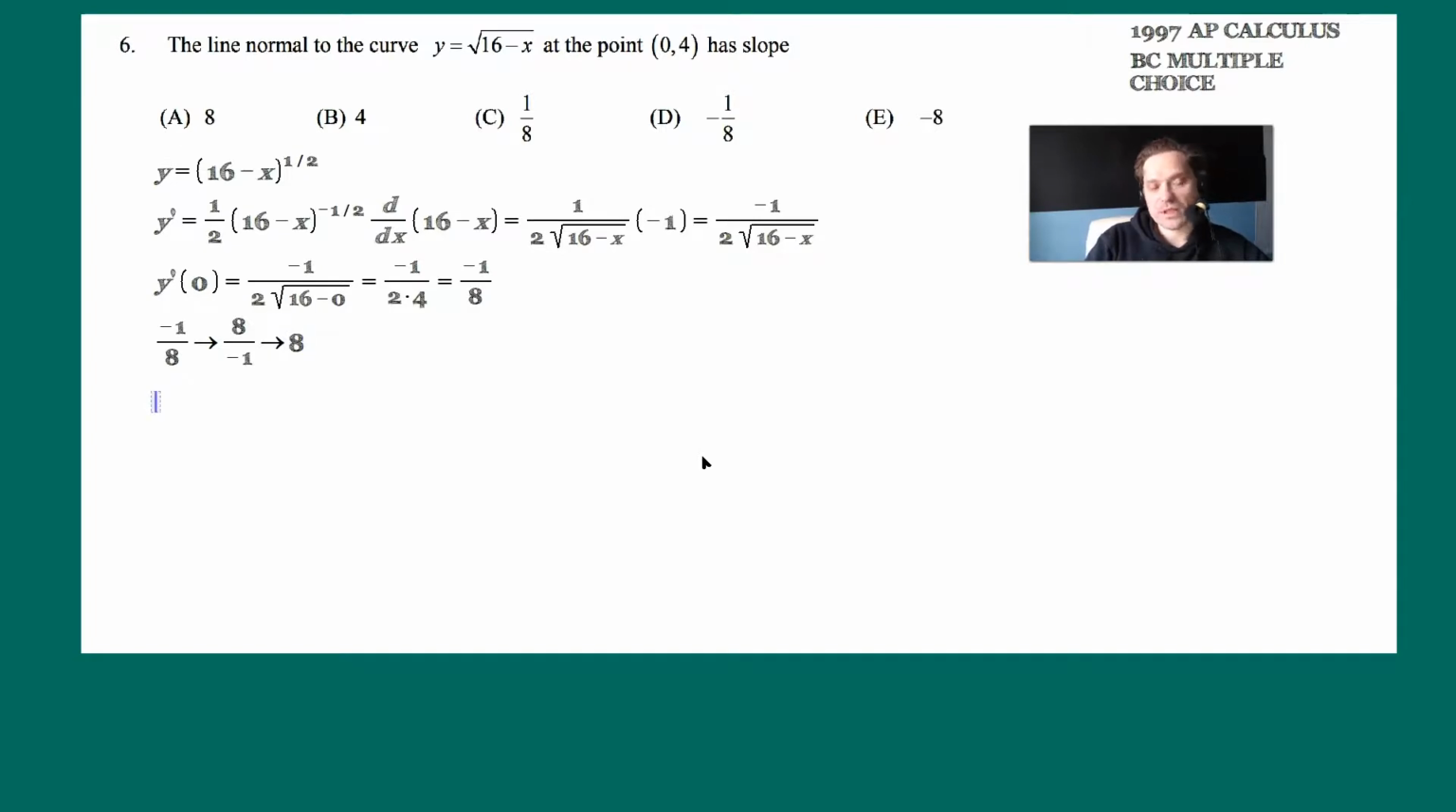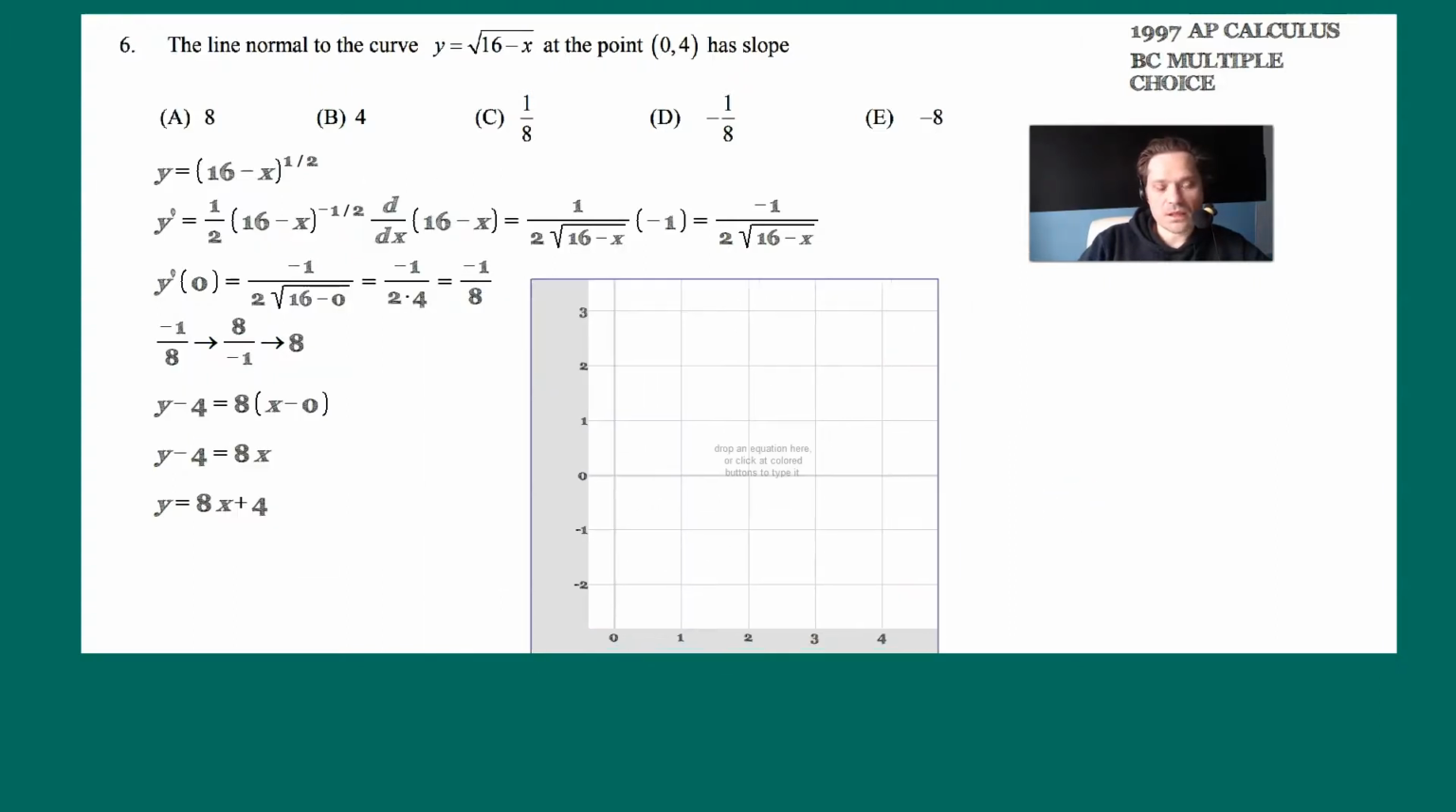And now we can put the pieces together into the equation of a normal line. So it would be y minus 4, because it's the y coordinate that is given to us, is equal to 8, use 8, not negative 1/8. And this here is x minus 0. Then you can solve this. So y minus 4 is equal to 8x. Distributing, the 8 times 0 goes away. And then y is equal lastly to 8x plus 4. And this is the equation of the normal line to the curve square root of 16 minus x at the point (0, 4). Let's just do a graph of these two things so we understand what they mean here.